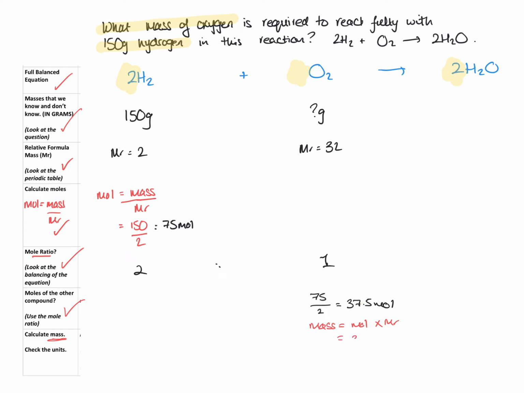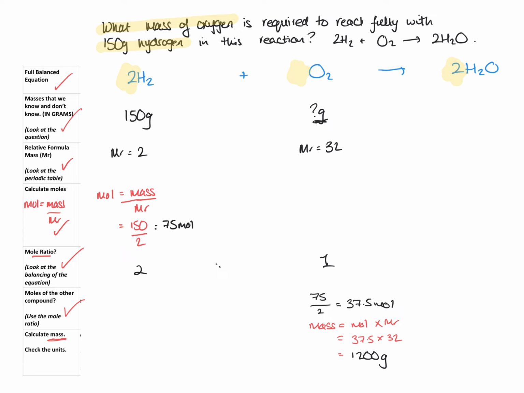So mass is equal to 37.5 times 32, which is equal to, if you plug it into your calculator, 1,200, and it's mass, and we're working in grams, so 1,200 grams of oxygen is required to react with 150 grams of hydrogen. And if you double check the question, what mass of oxygen is required to react fully with 150 grams of hydrogen, you can just check that you've actually answered the question you were asked, and you have. It's 1,200 grams of oxygen.